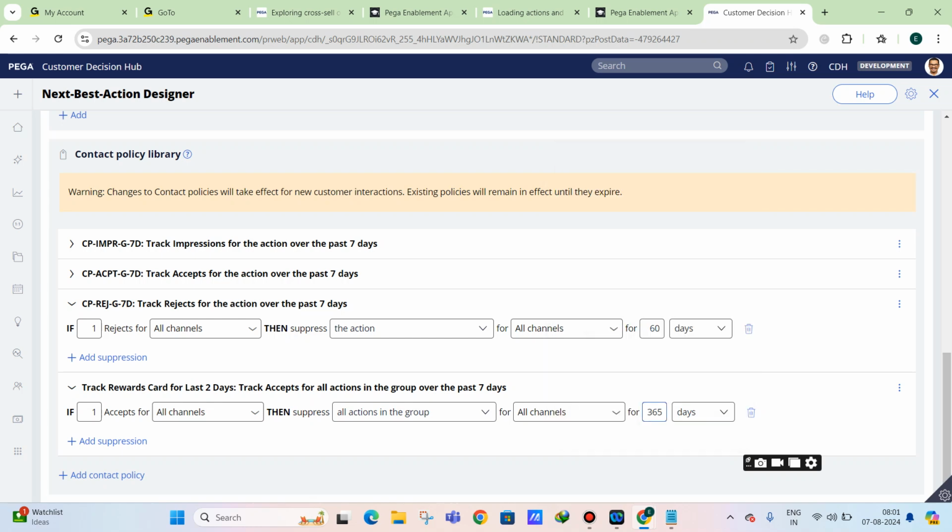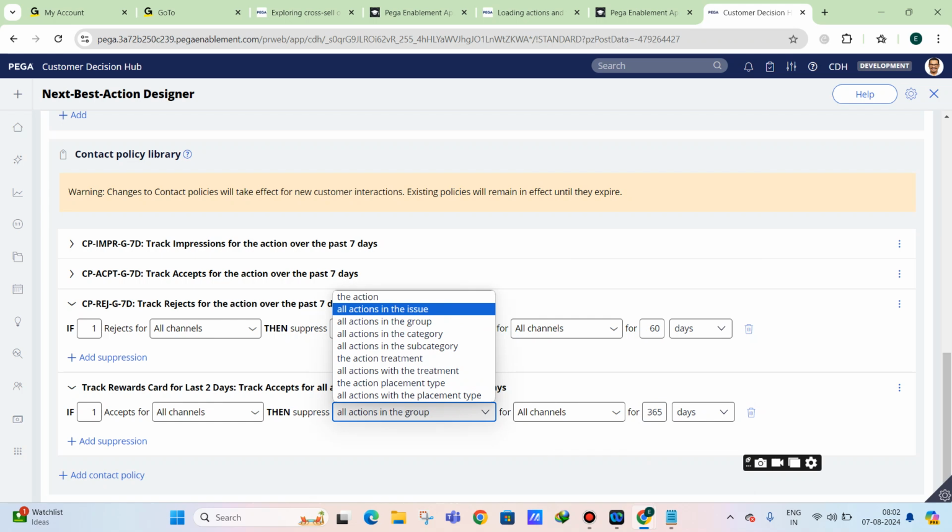Based on the requirement, you need to specify the number of days. Okay, that's what you have to specify here. So we can track the accepts, we can track the rejects for all the actions in the group and also for all the actions in the issue also.